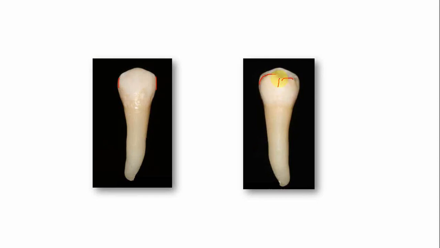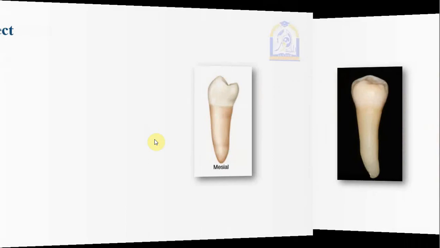We can notice that there is much less lingual convergence. As you can notice, the mesiodistal diameter of the crown on the lingual and the buccal aspect is nearly equal, so there is less lingual convergence of the crown and the root compared to the mandibular first premolar.